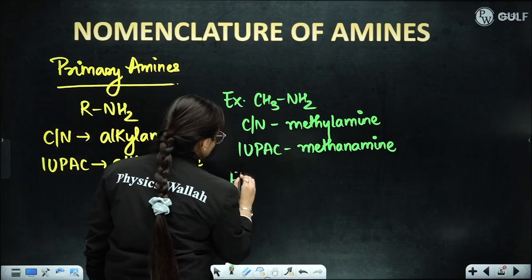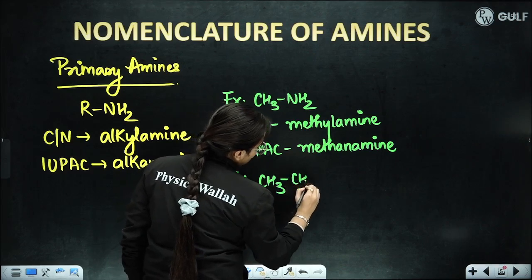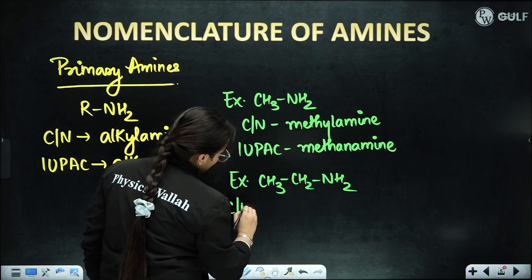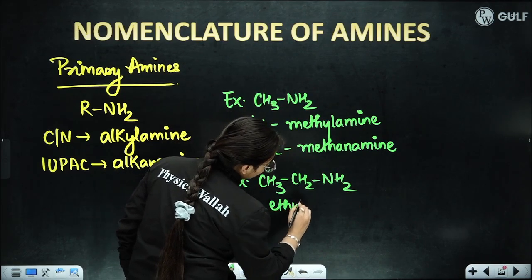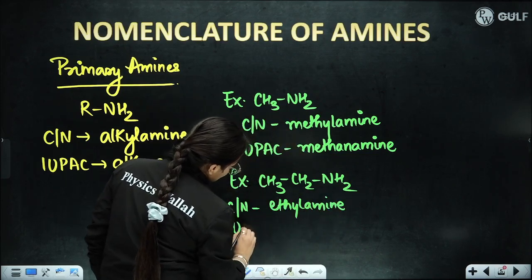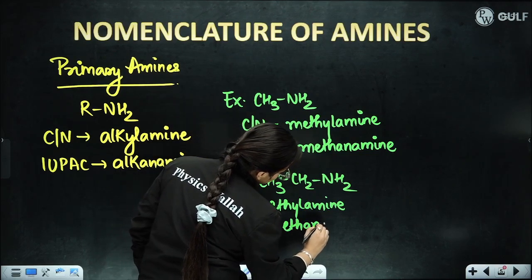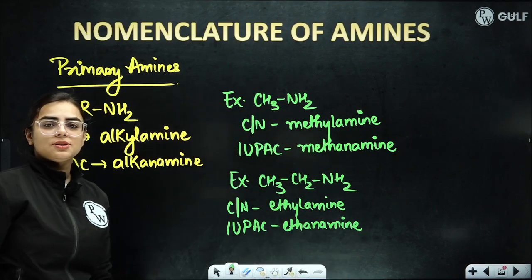Let's take one more example. If I say CH3CH2NH2, the common name comes out to be, with two carbon atoms, ethylamine, beta. And the IUPAC name comes out to be ethanamine. I hope this is clear.